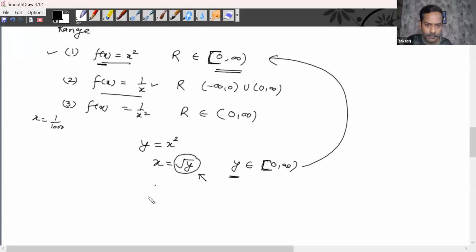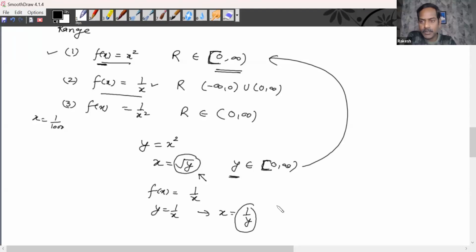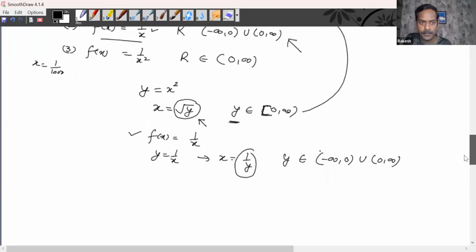Similarly, for the next one, if f of x is equal to 1 by x, we can write it as y is equal to 1 over x, or the value of x is equal to 1 over y. Now just focus on this. For which value of y is this defined? Except 0, y can take any value, right? So we can say that y, which is the range of the original function, would be any value from minus infinity to 0, union from 0 to infinity. That is what we are getting here, right? So this is the trick to find the range.